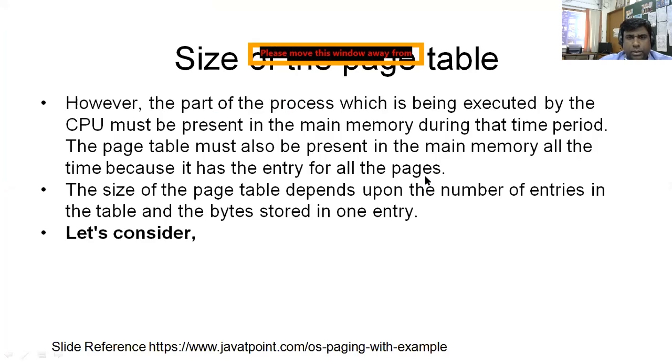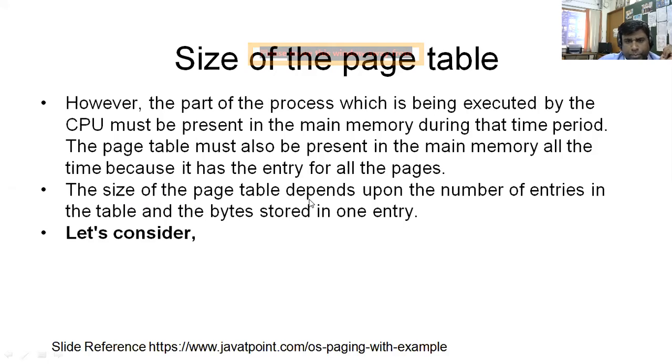The part of the process which is being executed by the CPU must be present in the main memory. As we know, the process which is to be executed should be in the main memory. The page table must also be present in the main memory all the time, because it has an entry for all the pages. So we find the page from the page table, and from the page table we get the frame number, that is the actual memory location.